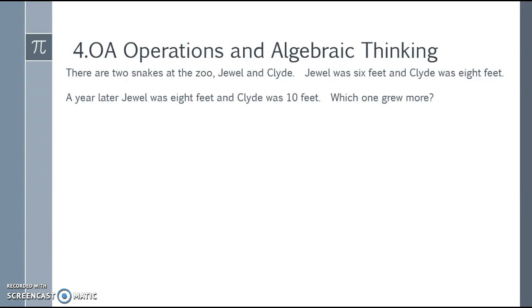There are two snakes at the zoo, Jewel and Clyde. Jewel was 6 feet and Clyde was 8 feet. A year later, Jewel was 8 feet and Clyde was 10 feet. Which one grew more?